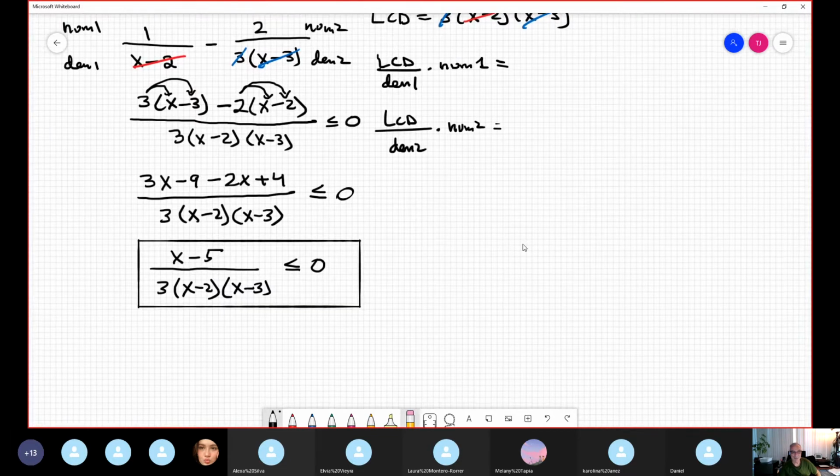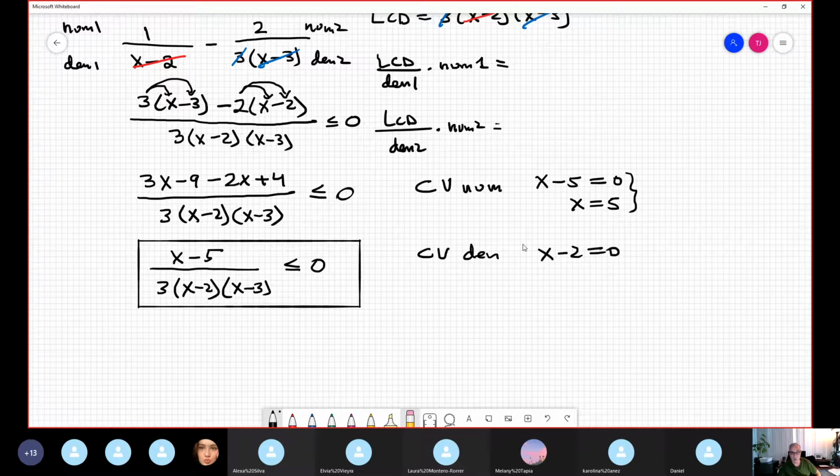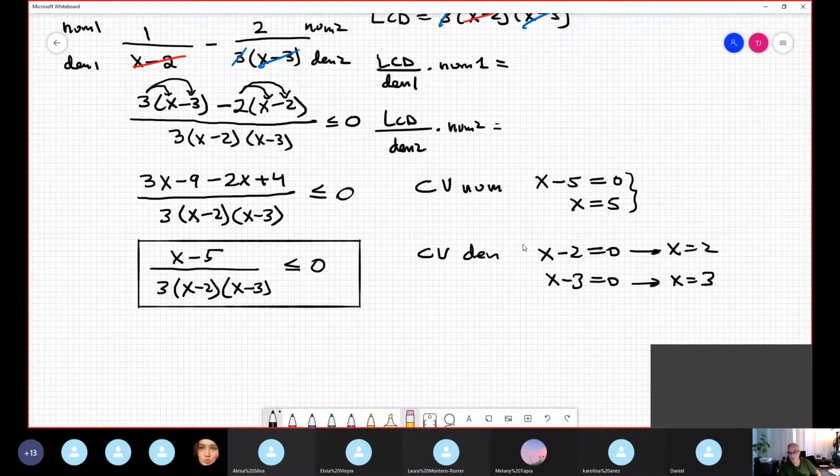You find the critical value. The numerator is x minus 5 equal to 0. Therefore, x is equal to 5. This is my first critical value. Critical value of the denominator. Okay, I omit. Basically x minus 2 equal to 0 and x minus 3 equal to 0. That means x is 2 positive and x is 3 positive. Critical value is the zero. Critical value by definition is the zero.